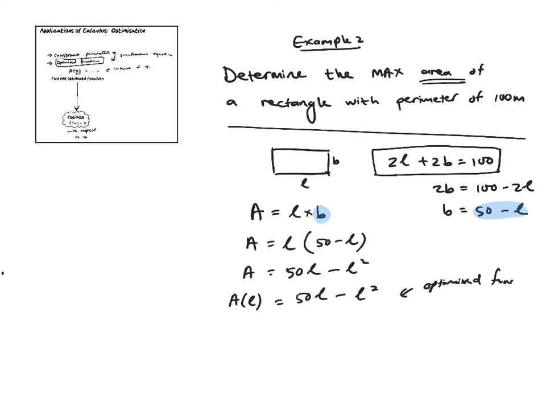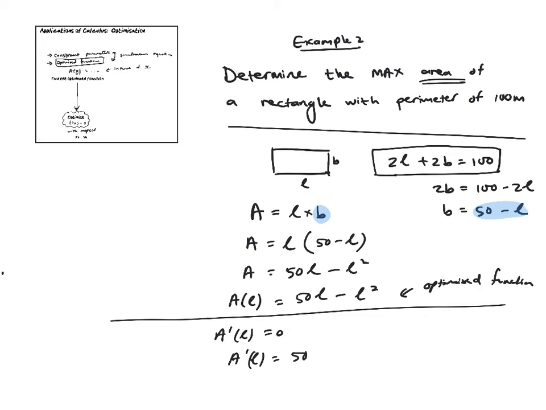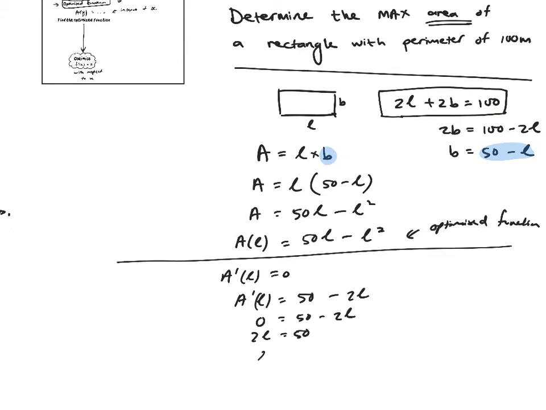Okay, so that's the optimized function. All right, and then what do we do with it? Well, how do we find the maximum? We're going to find the derivative of A(L) and let that equal to 0. So what is the derivative of A(L)? It's going to equal 50 minus 2L. Set that equal to 0: 50 minus 2L equals 0. So 2L is equal to 50. Therefore, L is going to equal 25. All right? And so therefore, what is the breadth going to be? If the length is that, therefore the breadth is going to be 50 minus 25. The breadth then is going to equal 25 meters.